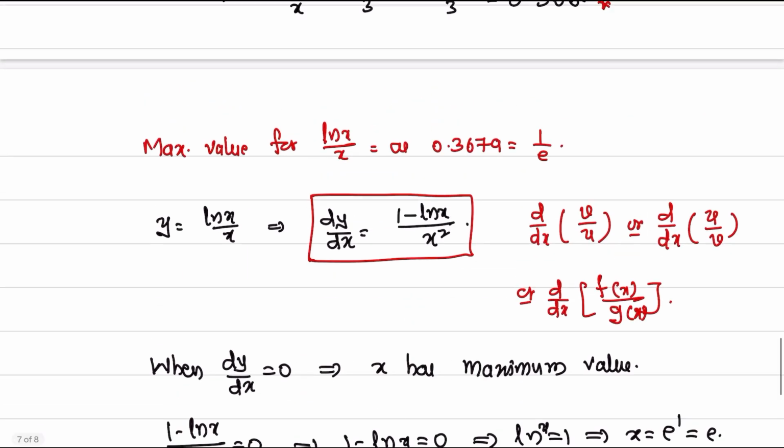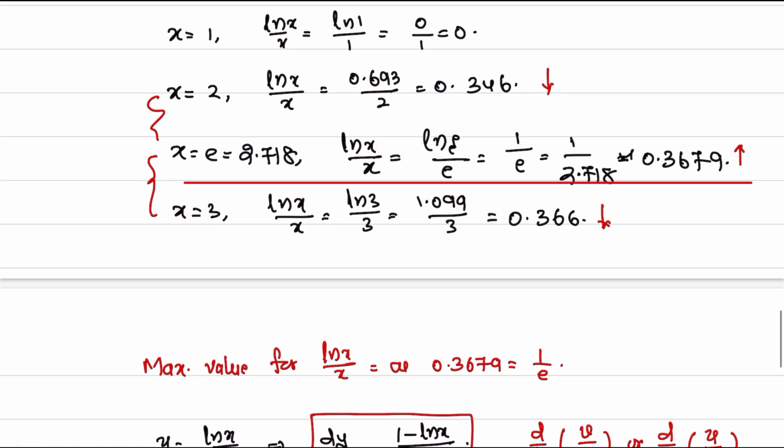Now, what will be the value of ln x by x? x is equal to e. ln x by x is equal to ln e to the base e divided by e. That is nothing but 1 by e. That is the answer we have got, the same as without using calculus also. You can refer to this.